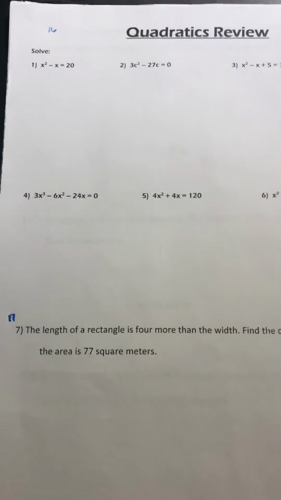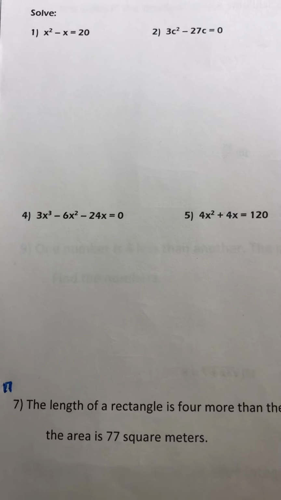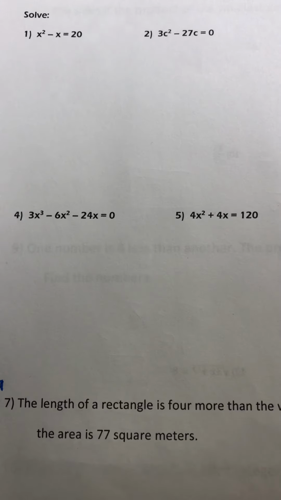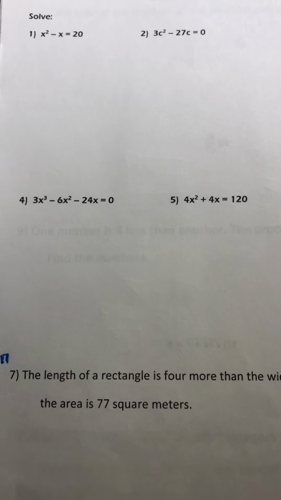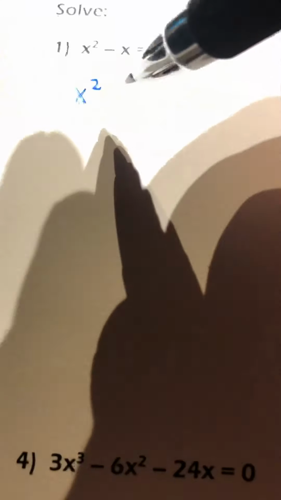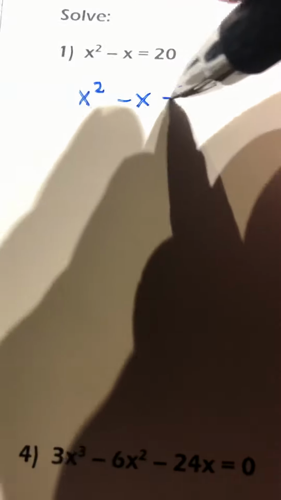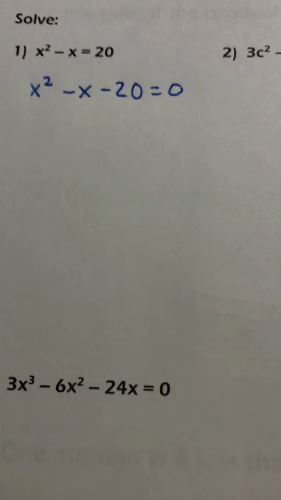The first thing we need to do, I'm going to look at number 1, is make sure that if there's a variable that is squared and cannot be eliminated, we need to set it equal to 0. So I'm going to subtract 20 from both sides. When we do that, we will get x squared minus x minus 20 is equal to 0.